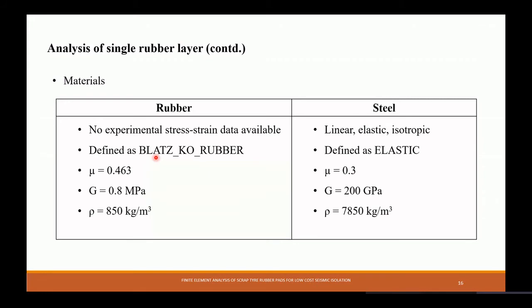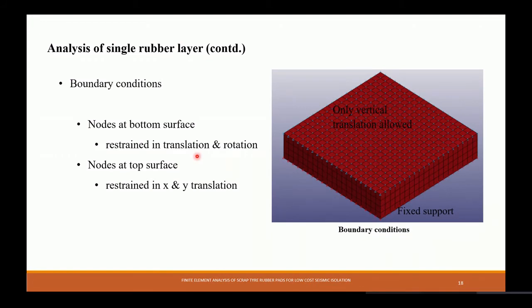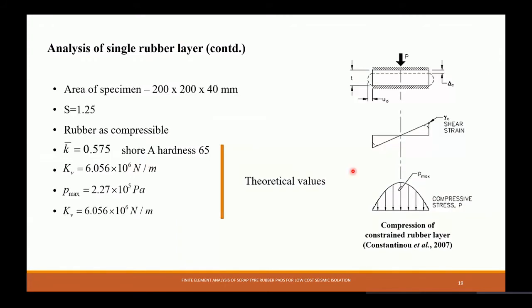Blatz-Ko rubber was used as the material with these parameters, and then the steel was used. We also considered analysis of a single rubber layer, again with similar element properties. In this case the mesh size used was 10 mm, and the boundary conditions were restrained at the top and bottom in the 2 horizontal directions.